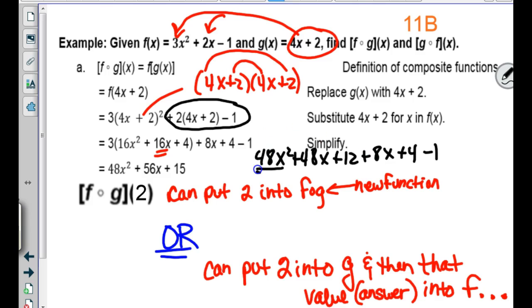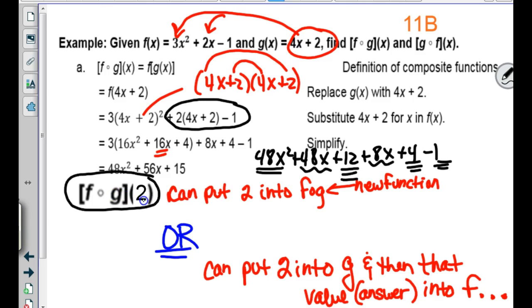So we wound up with 48x squared. 48x and 8x was 56x. 12 plus 4 is 16, minus 1 is 15. All right. It also wants us to find g of f of x, which we don't have room for on here. And then it says, find f of g of 2.